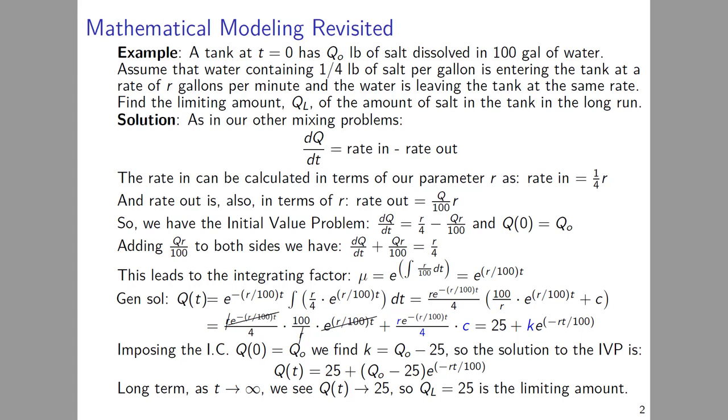This type of observation would be difficult to make if we had fixed values for r and q naught. But by leaving them as parameters, we're able to observe that they did not impact the limiting amount of salt in the tank.